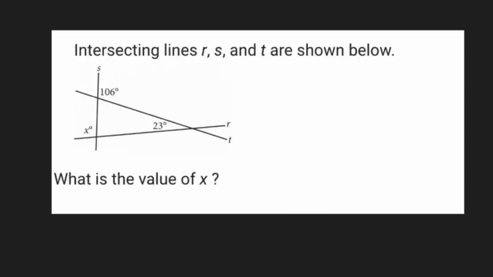Intersecting lines R, S, and T are shown below. What is the value of X? Well, they give us two angle measures, right? We have this 106 degrees out here and 23 degrees out here. So the first thing you want to take note of is supplementary angles, right?